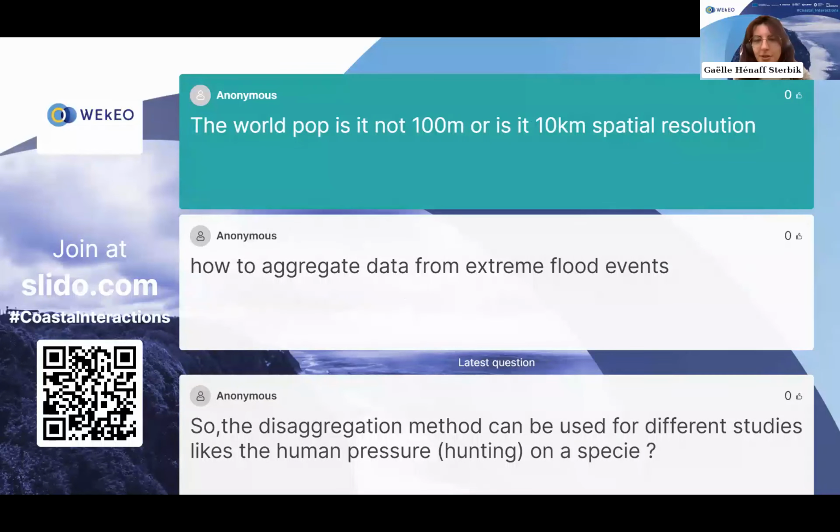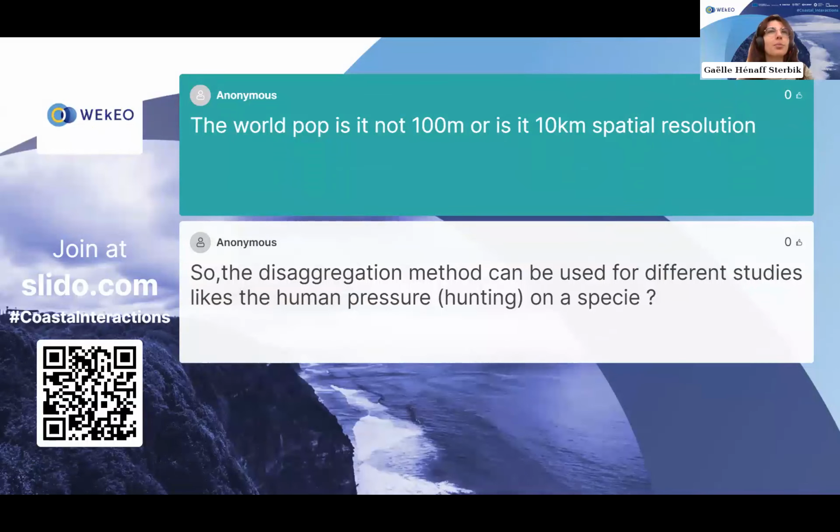So we have this question saying the WorldPop, is it not 100 meter or is it 10 kilometers spatial resolution? I'm not sure I understand the question. Yeah, well, it could be that I wrote the wrong resolution. I'm not sure actually now. I think it's 100 meters. Okay, thanks for the precision.